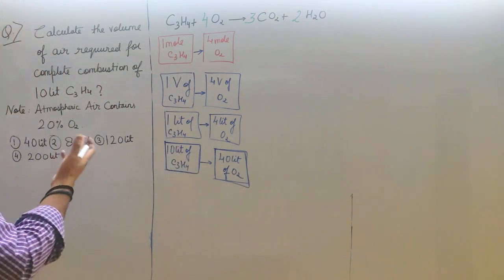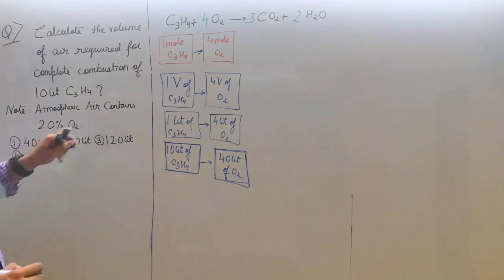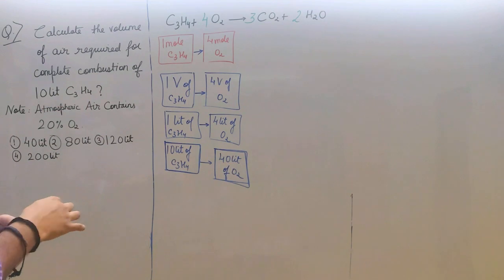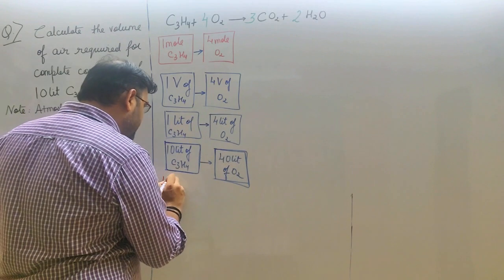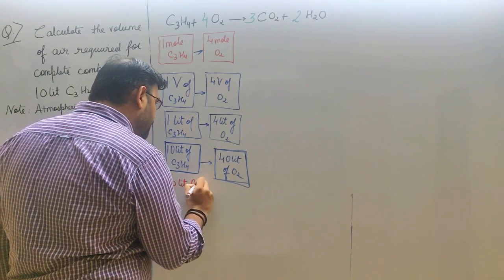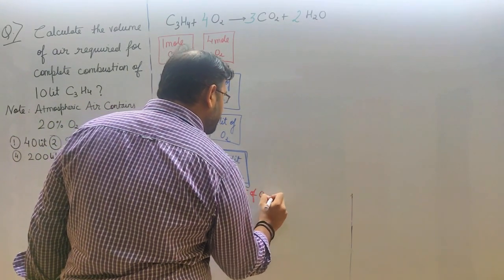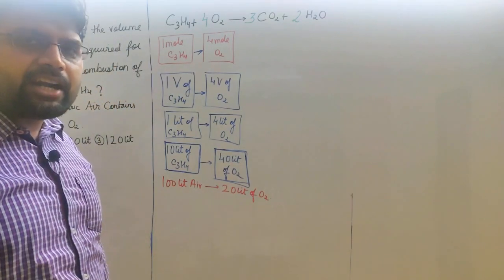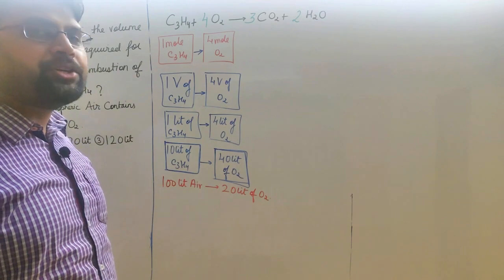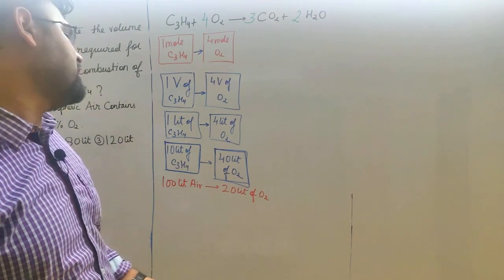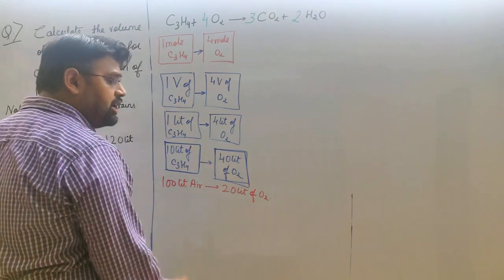Now how much quantity of air do we need to supply 40 liters of oxygen? A hint is given in the question that atmospheric air contains 20% oxygen. Wherever a percentage comes, the maximum quantity is 100 liters. Suppose we have 100 liter of air. It will contain 20 liter oxygen as given in the question. Naturally, air has about 78% nitrogen, 21% oxygen, and 1% other gases, CO2 and inert gases. But for easy calculation, 20 liters has been mentioned.